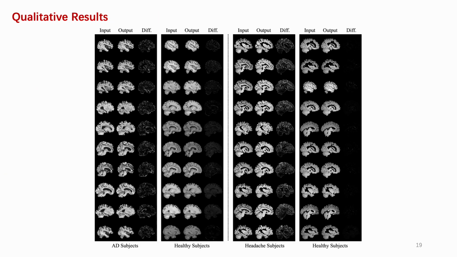Here are a few qualitative results. As expected, we see the brains with Alzheimer's disease or headache show higher residue in the difference maps compared to the healthy brains.